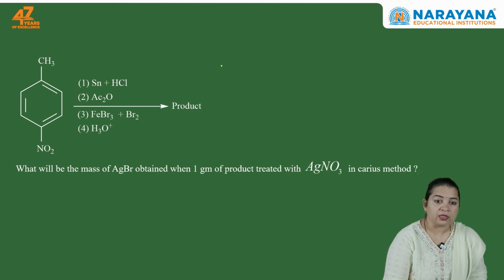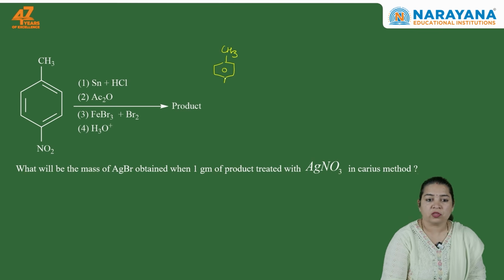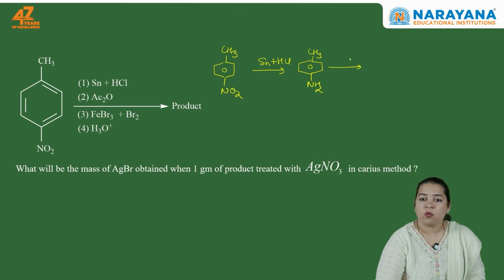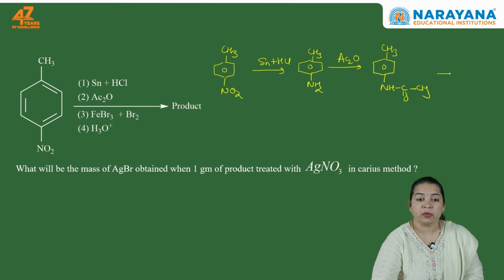First is tin plus HCl. Let me write the entire solution for you. CH3 C6H4 NO2. So when tin plus HCl, it reduces NO2 to NH2. So CH3 C6H4 NH2. Now what is done? Ac2O. This is acetylation reaction. And if you remember the name correctly given in NCERT, it is Schotten-Baumann reaction. Then they give FeBr3 plus Br2.